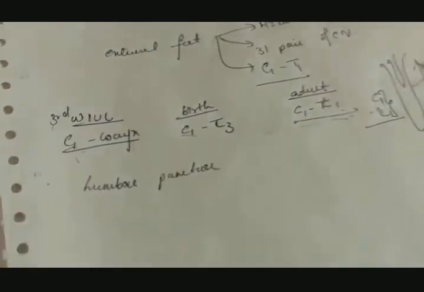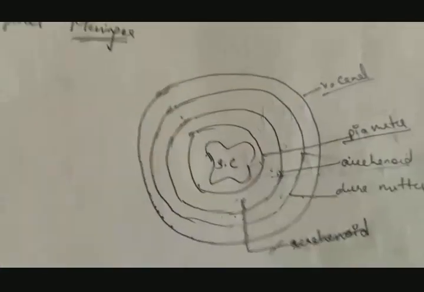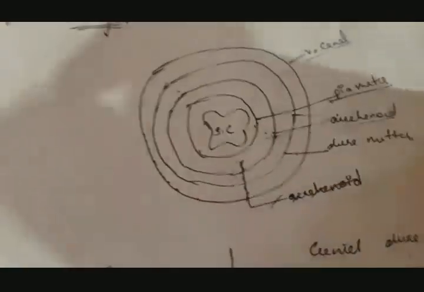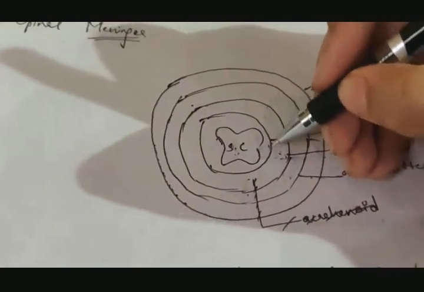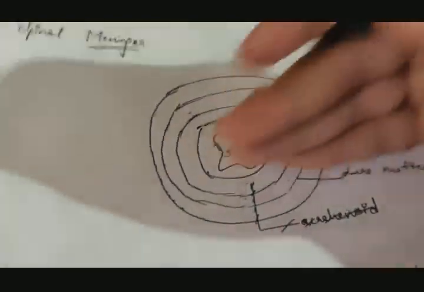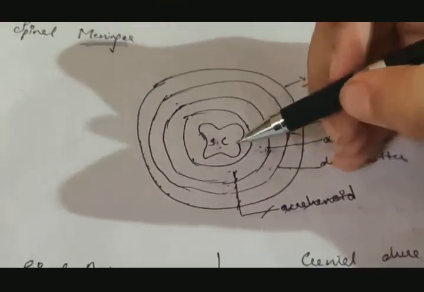So the coverings we need to know. Here we have a diagram. This is the cross section. What we see here is the spinal cord first. After the spinal cord, the first layer is called the pia mater. We'll be learning the importance of all these layers. So first is the pia mater.